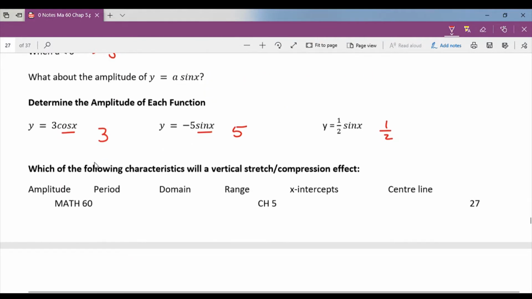Looking at what a value of A can affect, it can affect your amplitude. It does not affect your period. It does not affect your domain. It affects your range. It does not affect your x-intercepts, and it does not affect your center line. Your center line is y equals 0, so if you stretch that by a factor of 3, it's still 0.